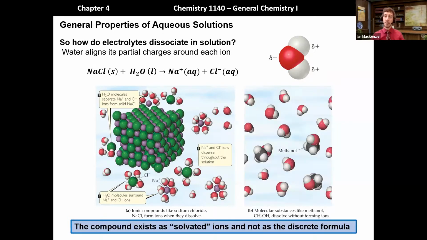Now, molecular compounds such as methanol, so non-ionic compounds, can also dissolve, and water does arrange itself around those molecules as well, but these compounds do not break up into ions. And so remember, ionic compounds are metal with non-metal. Molecular compounds are just non-metals together. Those compounds, with the exception of strong acids, which we'll talk about in a moment, do not break up into ions at all.